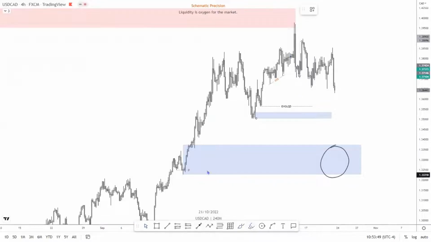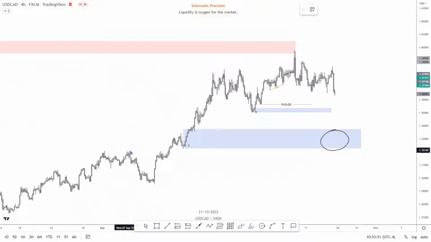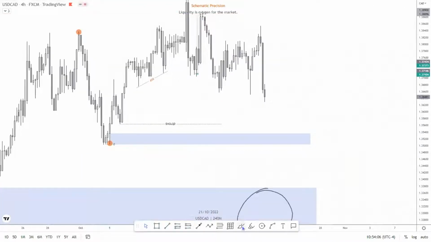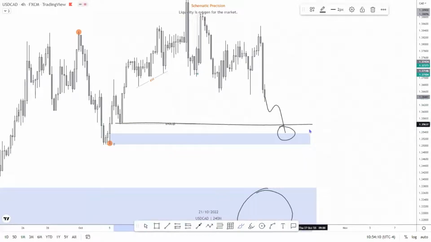If I mark for you, this is the structure we have. So price can fall and more fall, take this extreme liquidity and then go higher. So we have two scenarios.